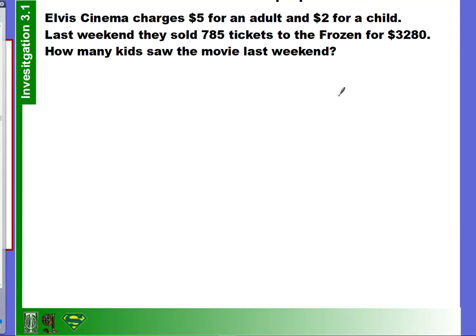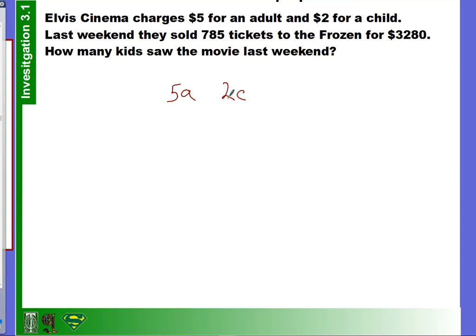All right, so what we need to do is take every sentence and turn each sentence into an equation. So it says that is $5 for a ticket for an adult. For every adult ticket we sell, we are going to get $5 from that. And then we're going to get $2 for every child's ticket. So if I sell 2 child's tickets, 2 times 2 is 4, so I get $4.